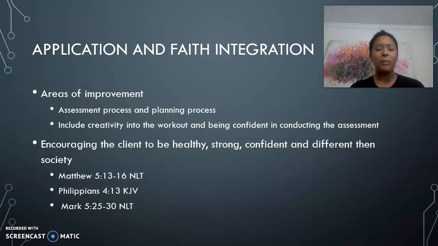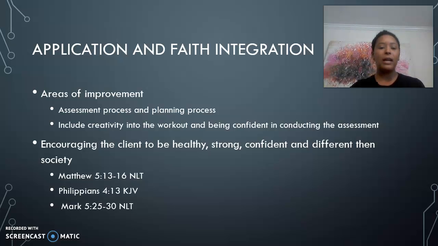And also in Matthew 5:13 through 16, it talks about being the salt and the light of the earth, and about being different. I think living a healthy lifestyle in a society that's filled with so much unhealthiness and obesity is different. Being the salt of the earth is being different, being out of the ordinary.